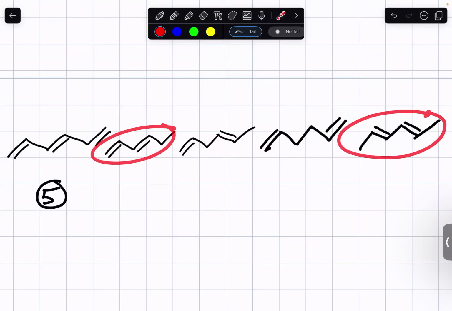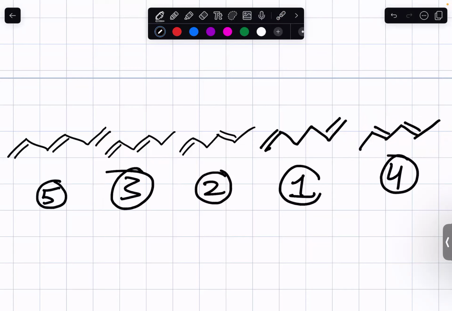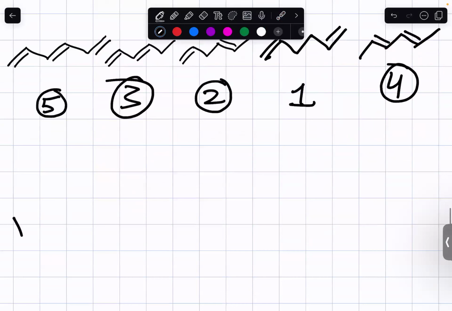Oh, the last one, because the last one has two di-substituted double bonds, whereas this first one here has one mono-substituted. So this is going to be four, and this one is three. And then two and one from left to right. Yeah, you got it, that's right. Let's do another set.